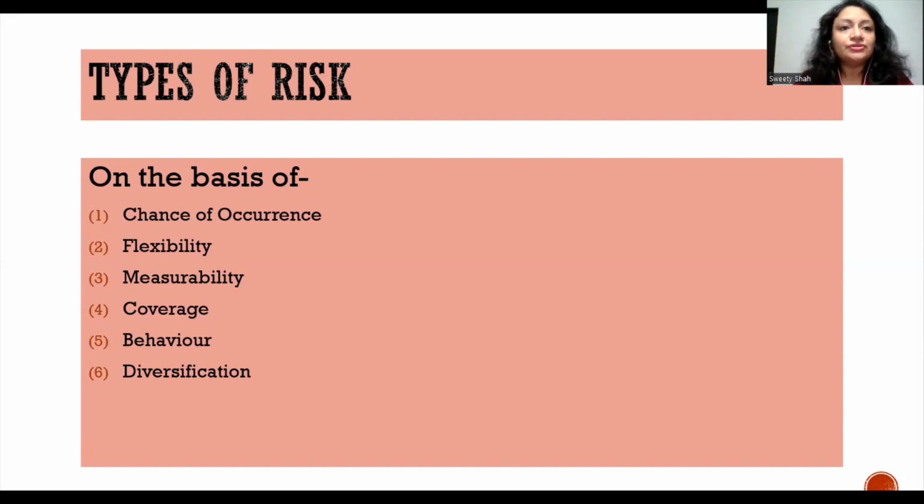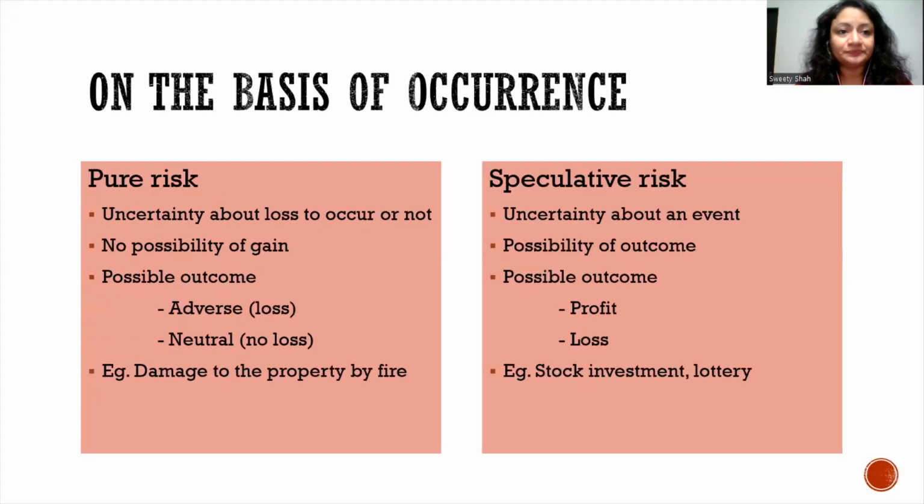These factors constitute the element of risk, and there are certain sources of risk, which may be internal or external. Based on this, there are certain categories of risk. These categories are based on the chance of occurrence, flexibility, measurability, coverage, behavior, and diversification. Due to the limited scope, we will discuss only the relevant types of risk in this session.